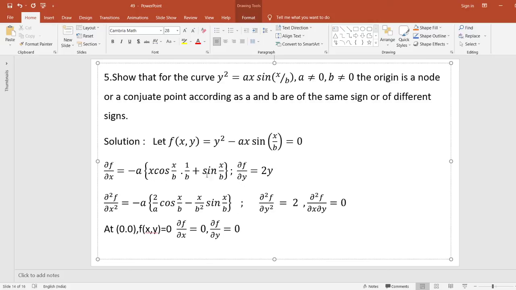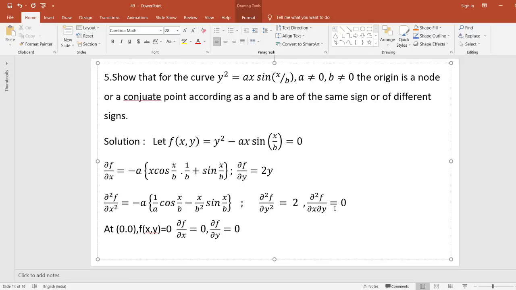such that after differentiation of this one we got, that is, we have to take partial differentiation with respect to the first function into the difference, x into minus sine x by b into 1 by b, that is minus x by b square into sine of x by b, sine x by b, cos x by b into 1 by b. This is just 1 by b. Okay. Next, del square f by del y square is 2.